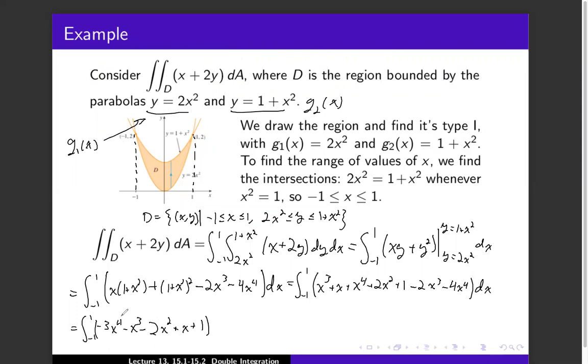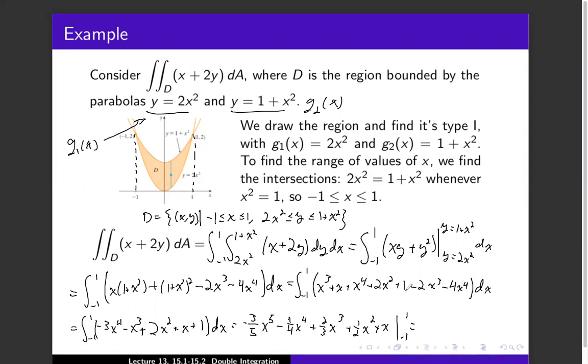So there we go. I got the wrong sign. Okay, but I think that squares us off. So we should be good now. dx, which is -3/5 x to the 5th minus 1/4 x to the 4th plus 2/3 x cubed plus 1/2 x squared plus x, evaluated from -1 to 1.